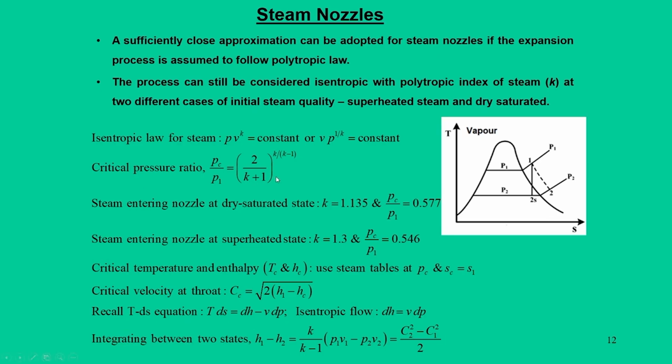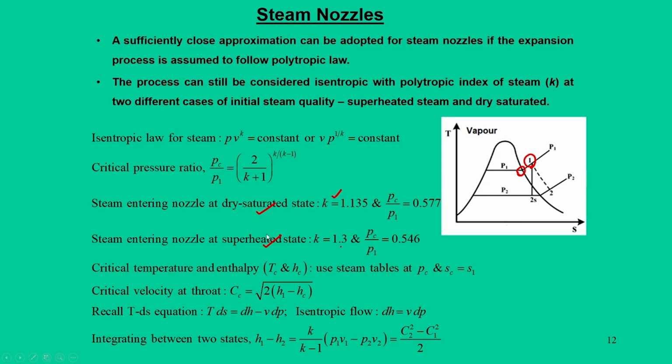Now, when you deal with these steam nozzles, the initial state of the steam can be at a superheated state or it can be at a saturated state. So, there are two cases, one is dry saturated, the other is superheated state. For that, a suitable approximation has been made, for which K was taken as 1.135 for a dry saturated state of steam in the nozzle, and K is equal to 1.3 for superheated state of the steam entering the nozzles.